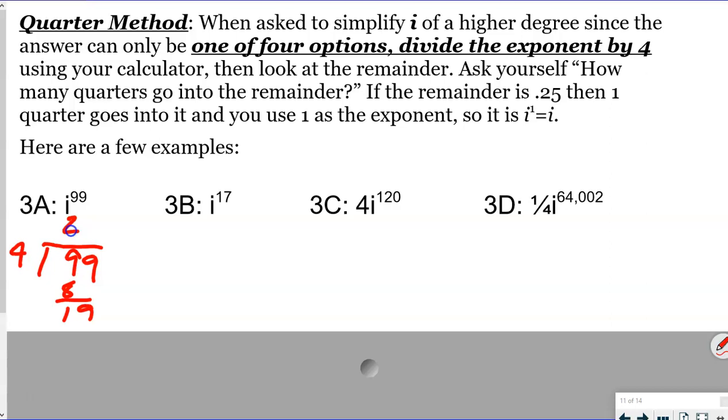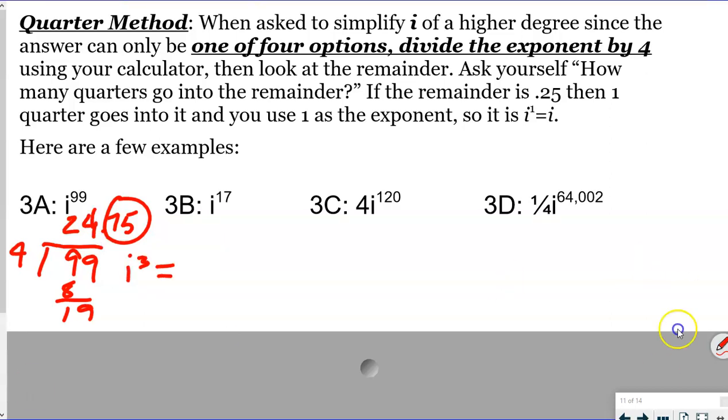And y'all can do this in your calculator. Y'all know that, right? 99 divided by 4. You can do this in your calculator. You don't have to do it the long way, right? So if you divide 99 by 4, you're going to get 24.75. How many quarters is 75 cents, y'all? Isn't it going to be 3? So it's i to the third.